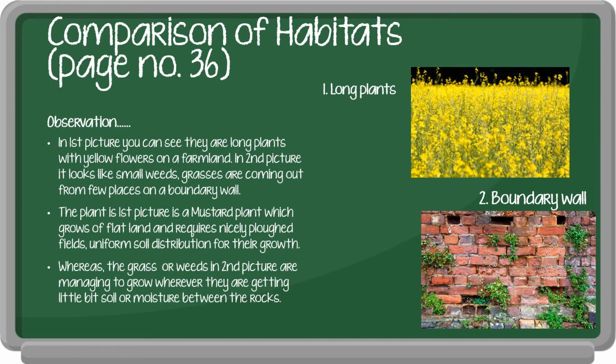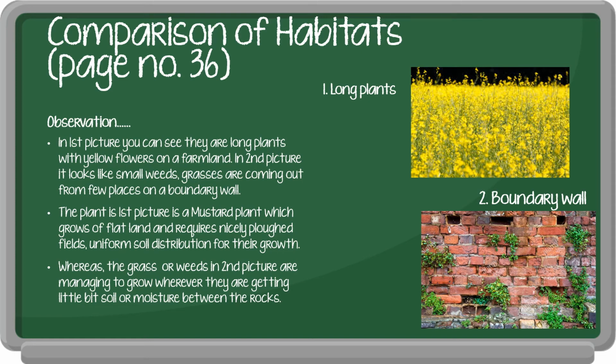But if you see the second picture, it looks like a boundary wall, and you can see some small plants or weeds or grasses coming out from the patches wherever they are getting a little bit of soil and moisture. Nobody is taking care of this boundary wall, nobody is giving water to these plants, nobody is ploughing the soil. Still, you see some weeds or grasses coming out.